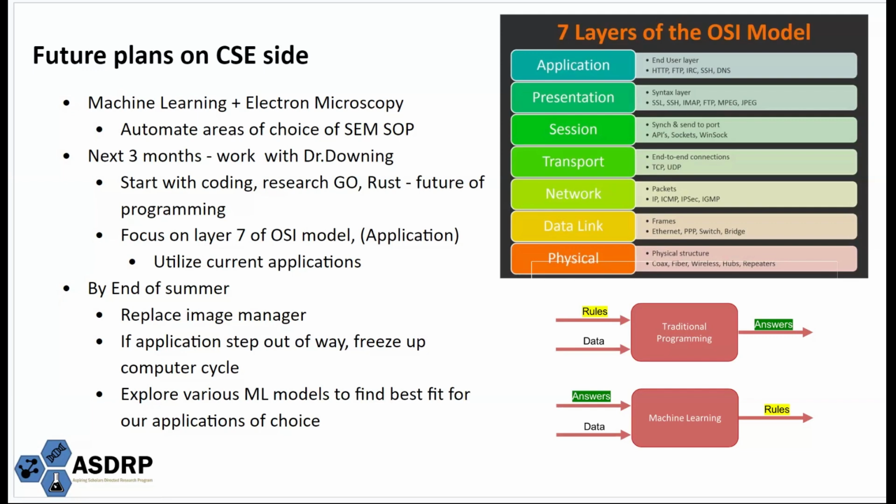By the end of our summer, our aim is to replace the current image manager with a more efficient solution. This will not only optimize our workflow, but also free up valuable computer cycles. Additionally, we'll be exploring various machine learning models to find the best fit for our specific needs. This means looking into algorithms and techniques that can help us automate tasks like feature recognition more effectively.